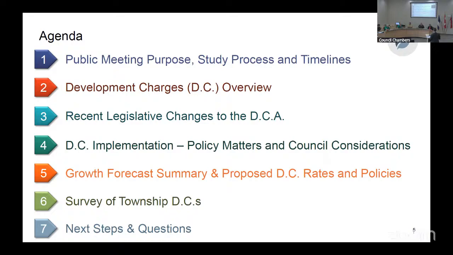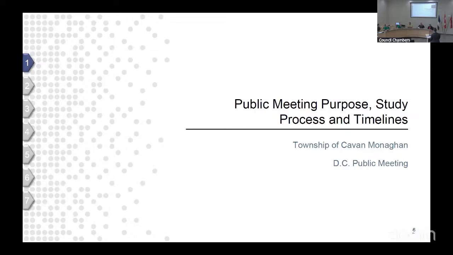So what's the target amount of growth and development we're anticipating, and what are those development charge rates that are required to meet the needs of that growth. And then we will wrap up with a survey of development charges in the neighboring communities, and then happy to answer any questions.